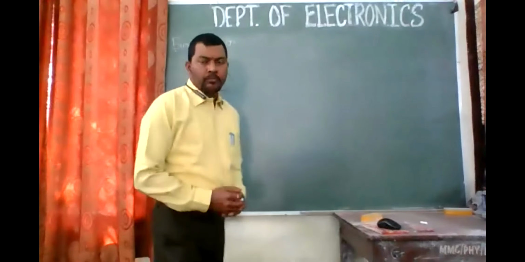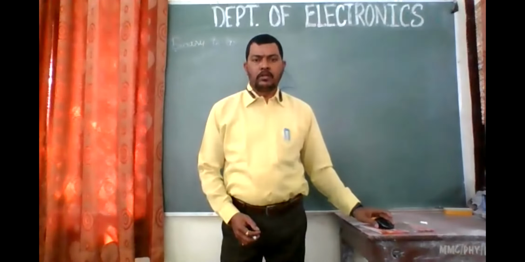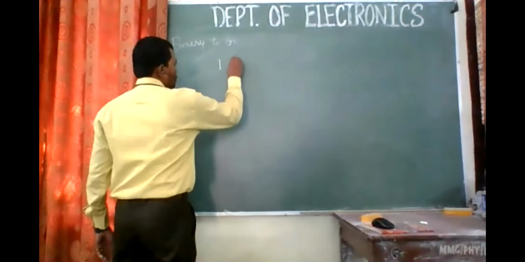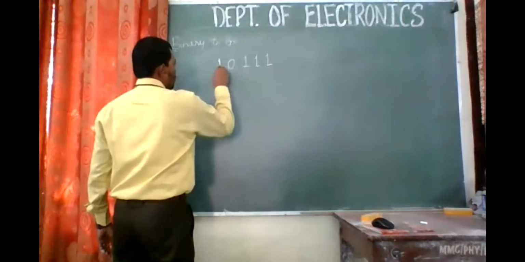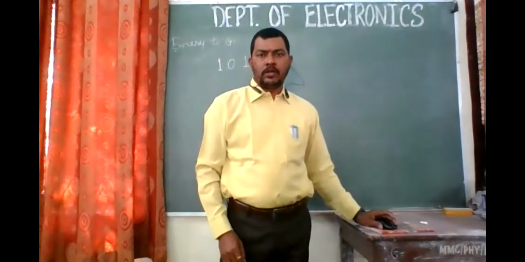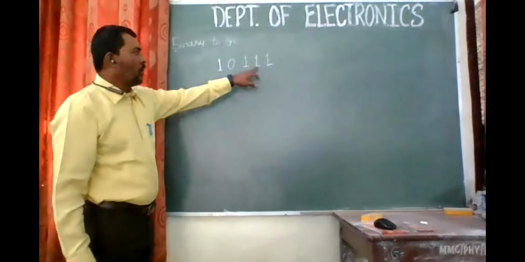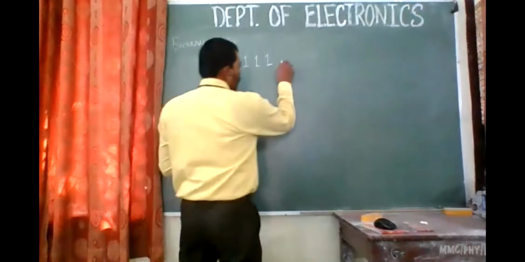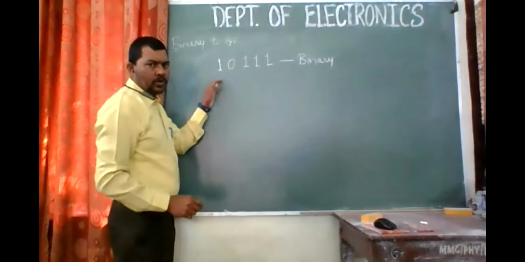So the binary number given by Sanket is 10111. Is that right? We have to convert this binary number to its gray equivalent. So what is the first step to do that? We are calling this a binary number and we need to convert it to gray.